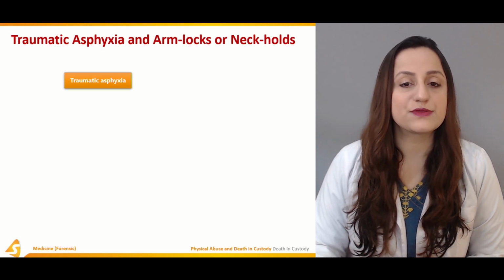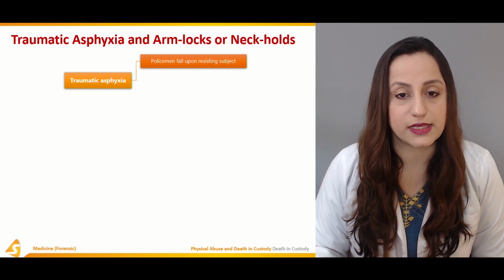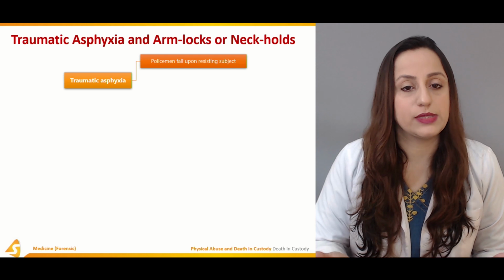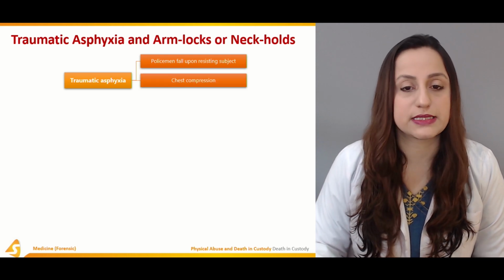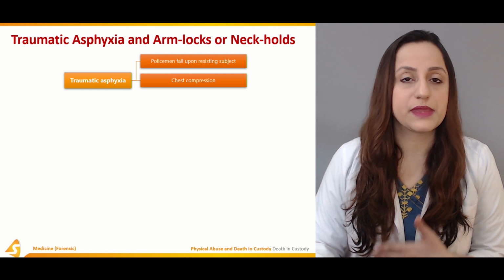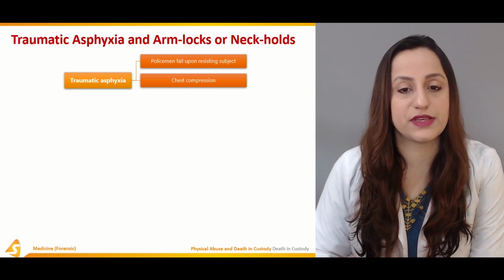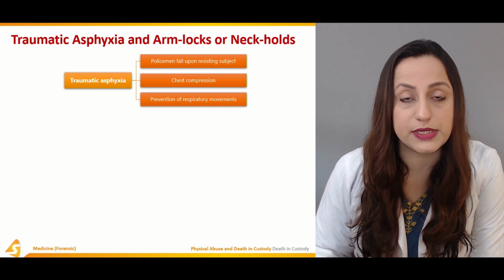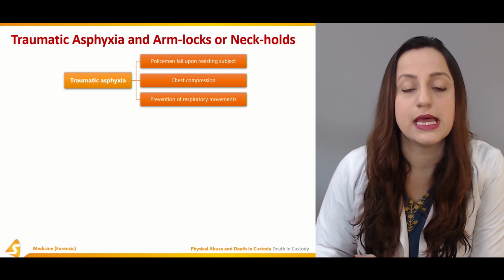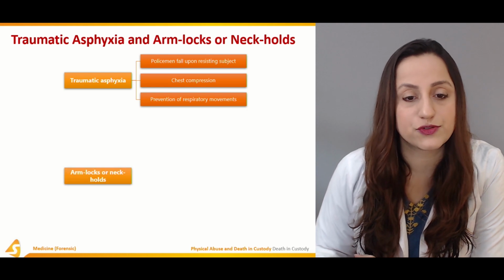Now, traumatic asphyxia is one of the kinds of asphyxia that the policemen fall upon resisting subjects. So that is one of the kinds of traumatic asphyxia, and chest compression is one of the leading causes. After that, the traumatic asphyxia occurs, the person is unable to breathe, and it's kind of an asphyxiating condition. Prevention of the respiratory movements occurs after this kind of traumatic asphyxia.